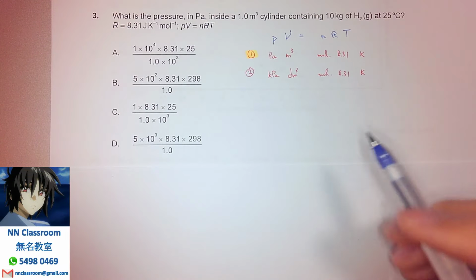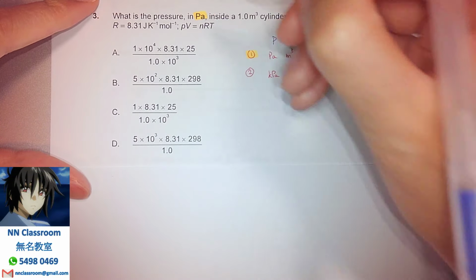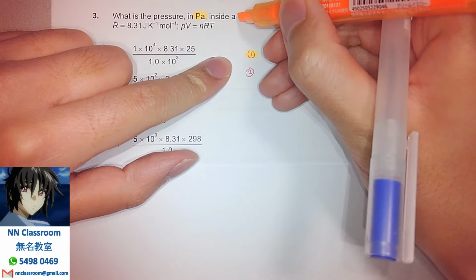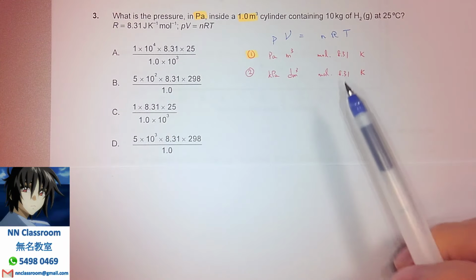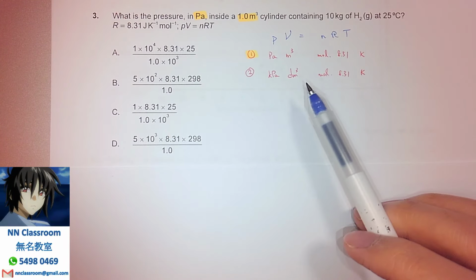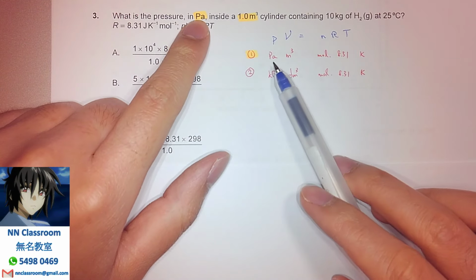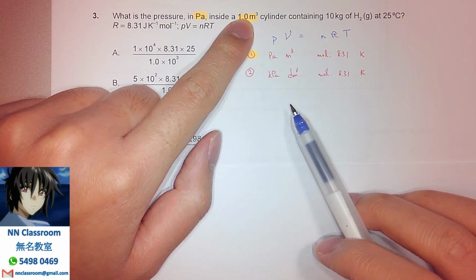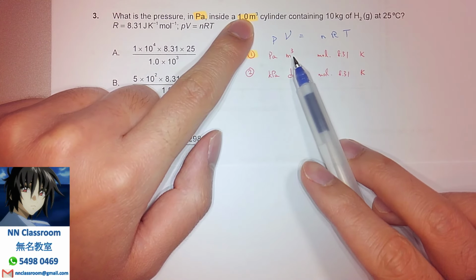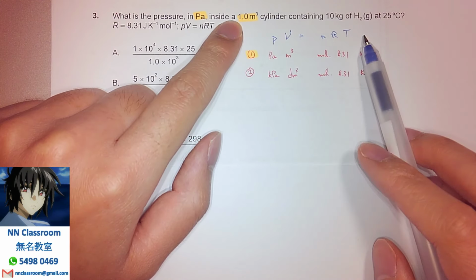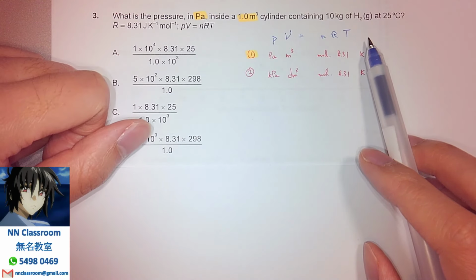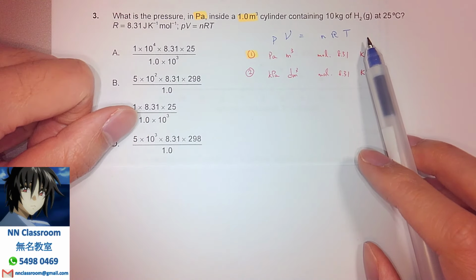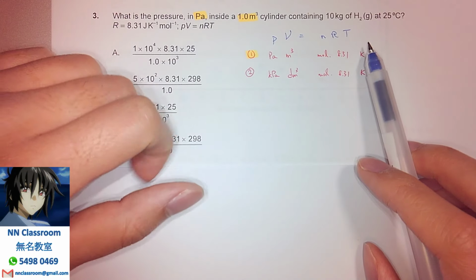Why? Because what we are finding is also in Pascal, and what we are given is also in meter cubes. So you can see this time the question is not so tricky, pretty direct, as the units are already coherent. Otherwise, if they give me dm cube, better to switch back to m cube before plugging into this equation. Otherwise, your answers may be several thousand times wrong from the original. So far so good, right?